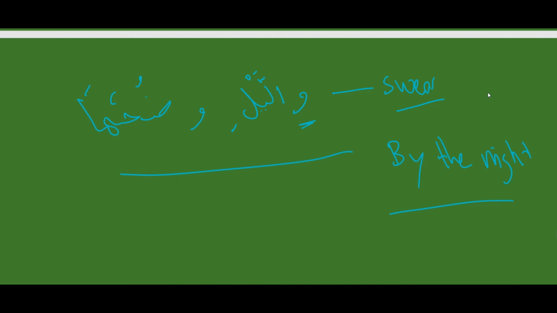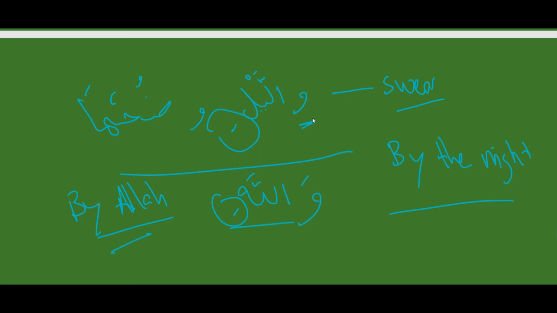Same if a person says wallahi, the meaning of this wallahi is now "by Allah". That means swearing on Allah's name. So the hukum of huruf qasam is that anything that comes after huruf qasam must be majrur. Must be majrur.